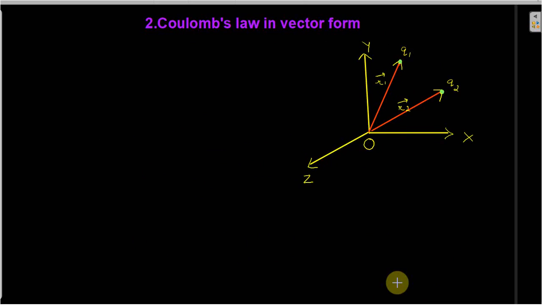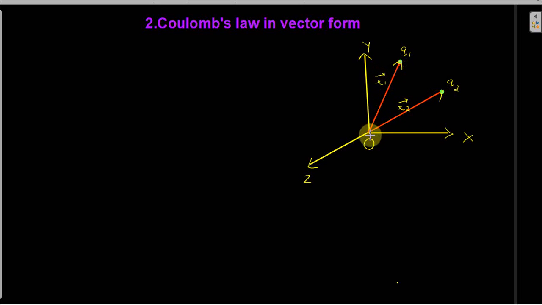So in Coulomb's law in the vector form, you can see there's a diagram, and in this diagram we have three coordinates, x axis, y and z. So let us consider we have two charged particles. First one is q1 and the second one is q2.